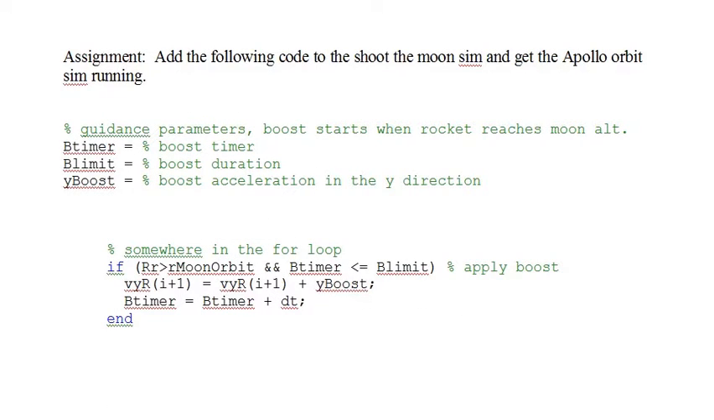The assignment is to get the Apollo sim running. All that is needed, starting with the Shoot the Moon sim from the previous video, is to slow down the launch velocity so that the rocket just misses the moon, then to insert the code for the guidance boost shown here and adjust the parameters so that the rocket goes into orbit around the moon.